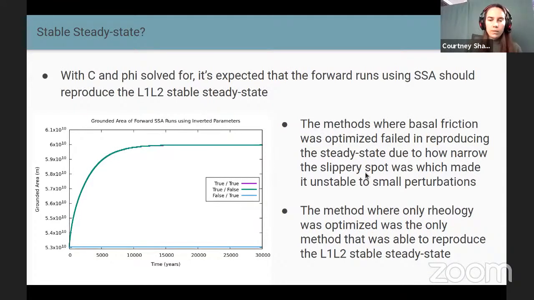We were pretty sure it's because of how narrow those slippery spots were. Because of how narrow those slippery spots were, the grounding line was unstable to any sort of small perturbation. So once the grounding line falls off that slippery spot, it can then find a new steady state. And so that's what's happened here.